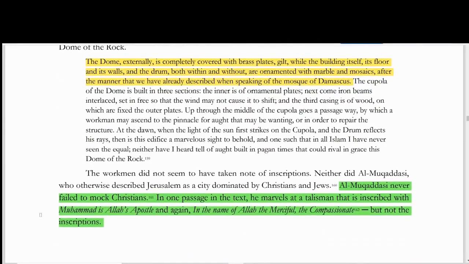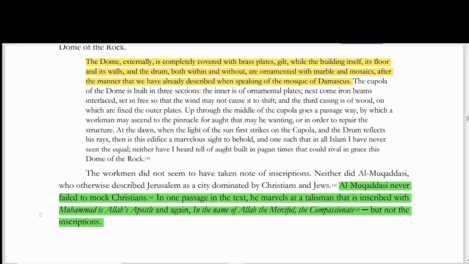Here's what he says about the Dome of the Rock. The dome externally is completely covered with brass plates, gilt, while the building itself, its floor, its walls, and the drum, both within and without, are ornamented with marble and mosaics, after the manner that we have already described when speaking of the Mosque of Damascus. The cupola of the dome is built in 3 sections.